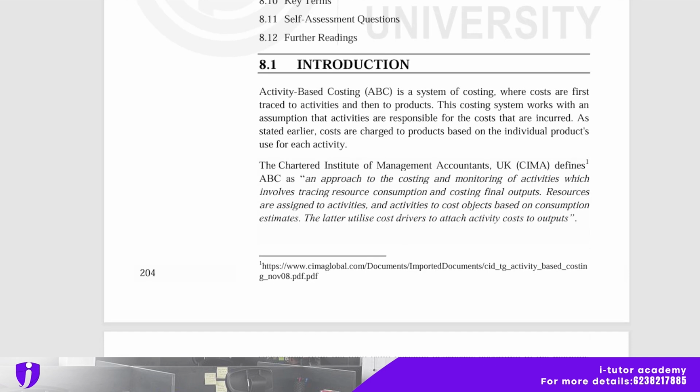Activity based costing is a system of costing where costs are first traced to activities and then to products. This costing system works with an assumption that activities are responsible for the costs that are incurred. As stated earlier, costs are charged to products based on the individual products' use of each activity.